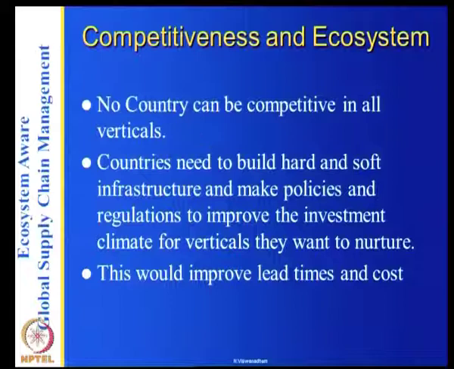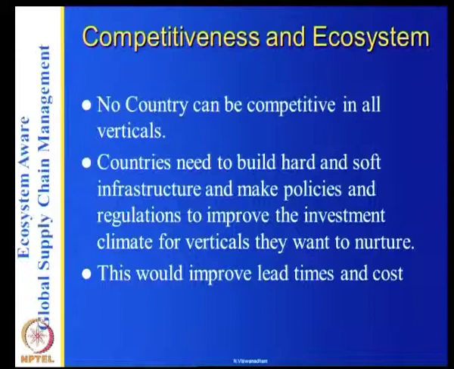So, what is competitiveness and ecosystem? No country can be competitive in all verticals. I think people should realize that, and the biggest decision any country can make is: what are the verticals in which I want to be competitive, which will produce employment for my people, and which will make my country globally competitive and others dependent on my country.